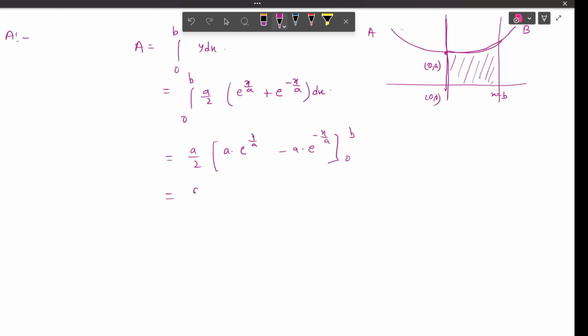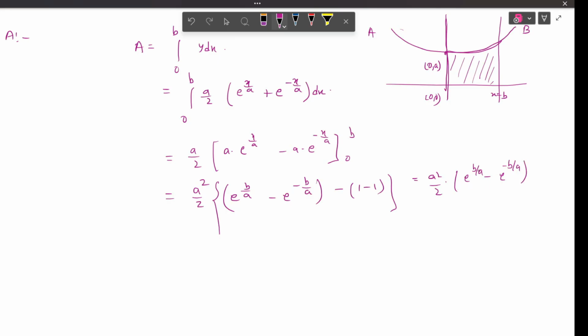So if you put the limit here, it will be a by 2 is upper limit. If you take a common, it will be a square by 2. It will be e to the power b by a minus e to the power minus b by a, minus e to the power 0 is 1, e to the power 0 is 1. So it will be 1 minus 1. So this is a square by 2 into e to the power b by a minus e to the power minus b by a.